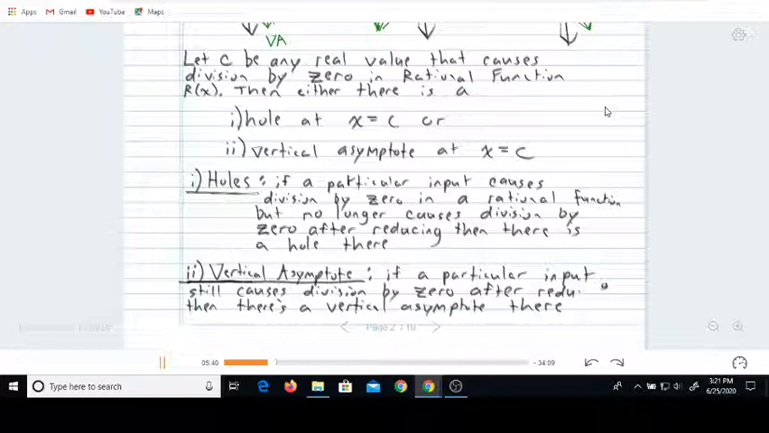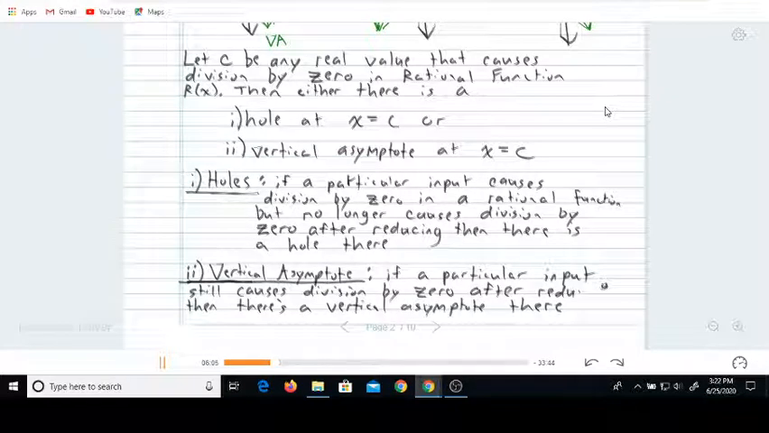Alright, now that we've introduced asymptotes, we can really return to our rational functions. So let C be any real value that causes division by 0 in rational function R. Like I mentioned earlier, there's one of two things that's going to take place. There's either going to be a hole there, or there will be a vertical asymptote there. So it's crucial that we distinguish holes from vertical asymptotes.